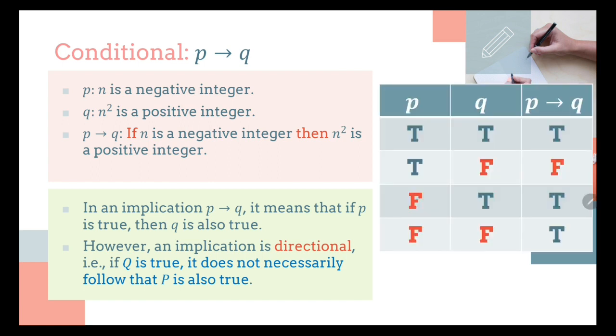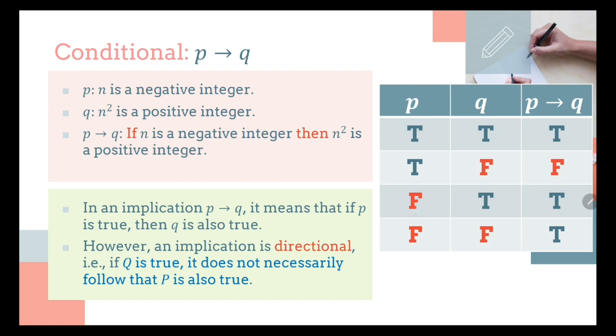Let's look at the truth table of a conditional. If they are both true, then it is true. If P is true and Q is false, it is false. Why is this false? Because of this: it means that if P is true, Q must be true. That's why the conditional is false.